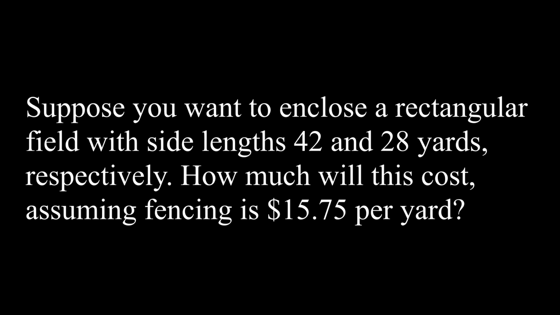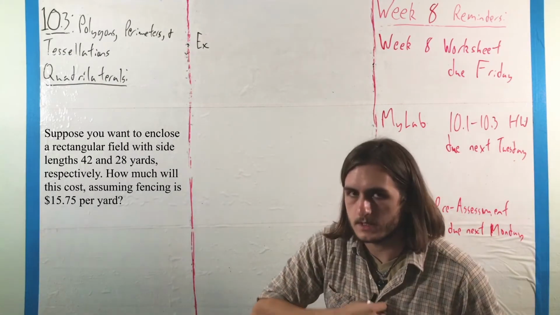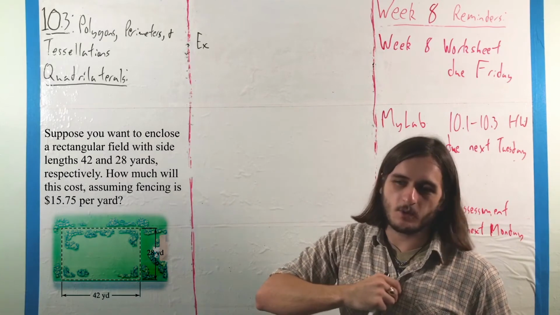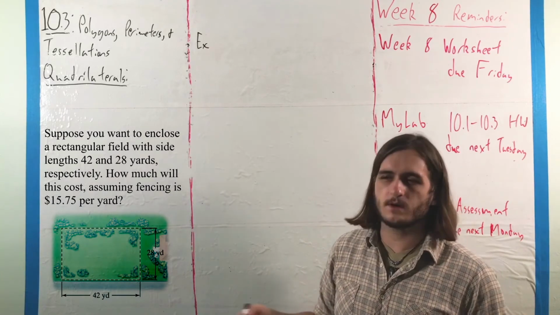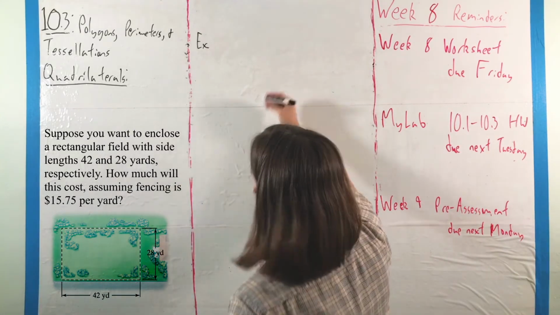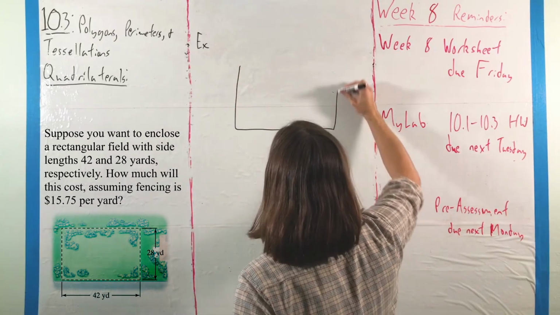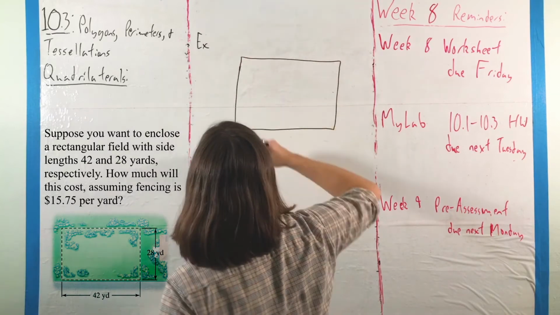Let's suppose you want to enclose a rectangular field with side lengths 42 and 28 yards, and you want to figure out how much this will cost, assuming that your fencing costs $15.75 per yard. So if you don't have a picture for this given, which we'll see for a second, you might not always have a picture, so it's usually good form to try and draw out what it is you're trying to do. And again, we're not going to rely on drawing skills being our greatest strength here, so we're just going to get sort of a top-down view on our yard.